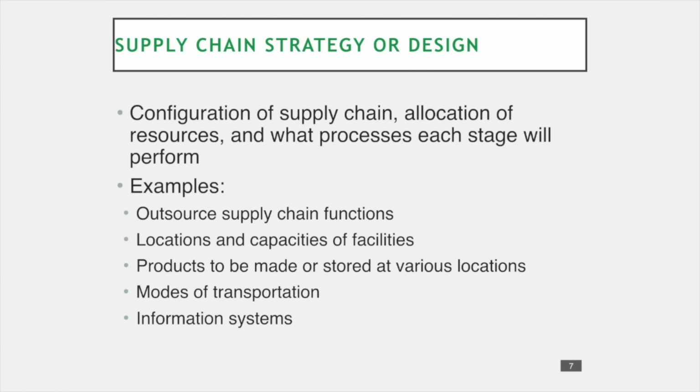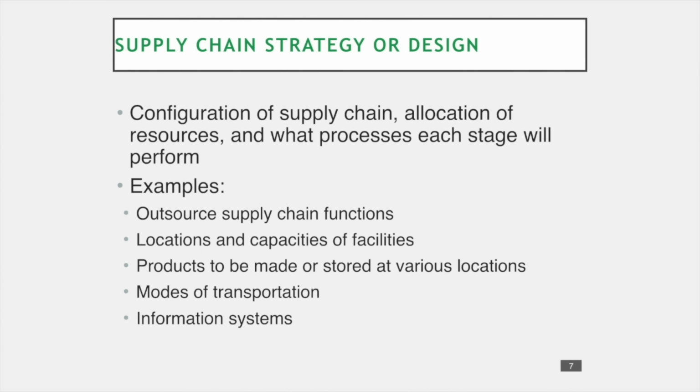For example, if you look at an automotive company like Ford Motor Company, they have so many different parts, and some of them may be built in-house, others may come from suppliers. Another example is products to be made or stored at various locations. What will be the mode of transportation? Whether it will be shipped, or sent by trucks or maybe train.